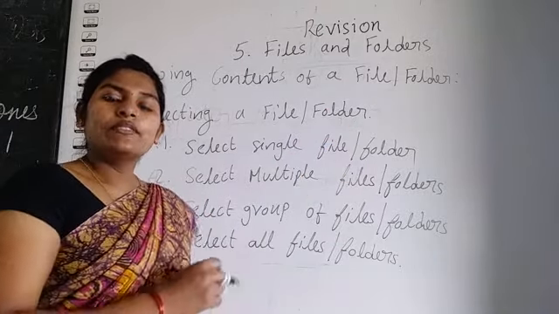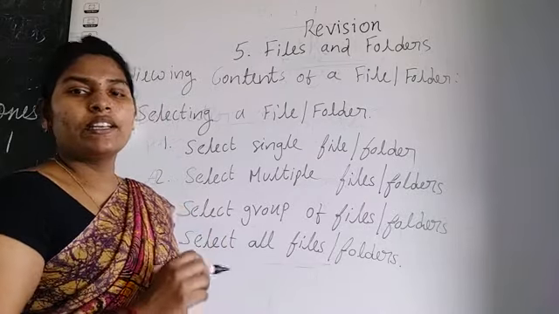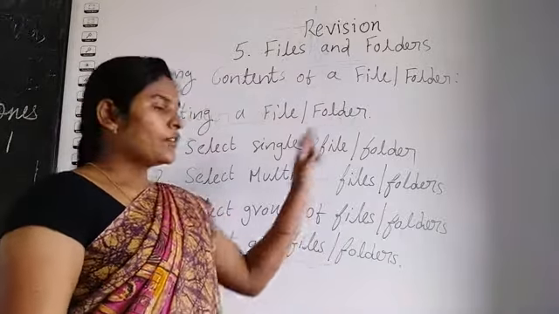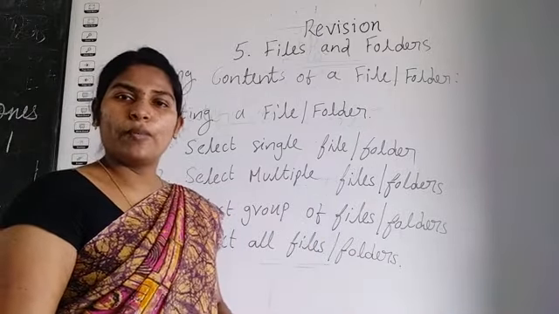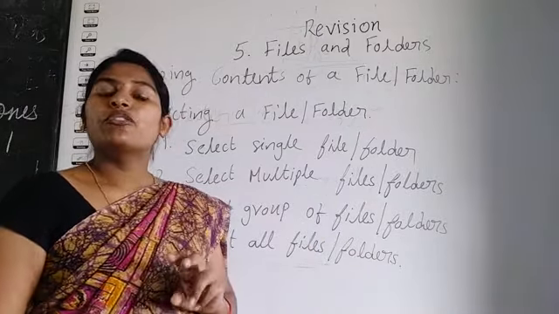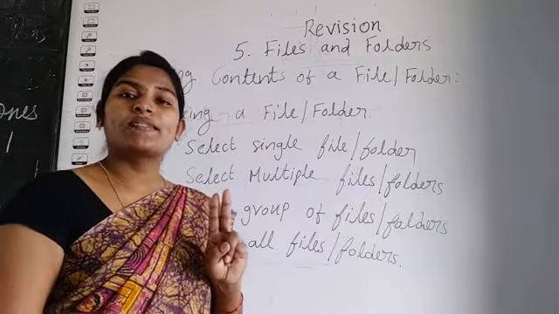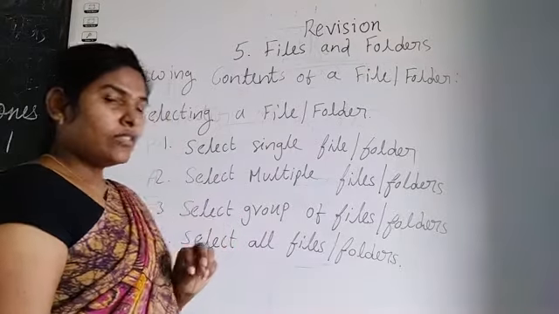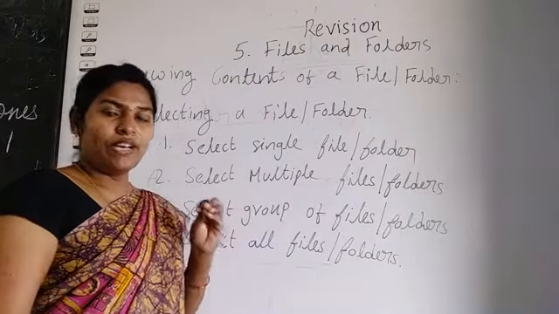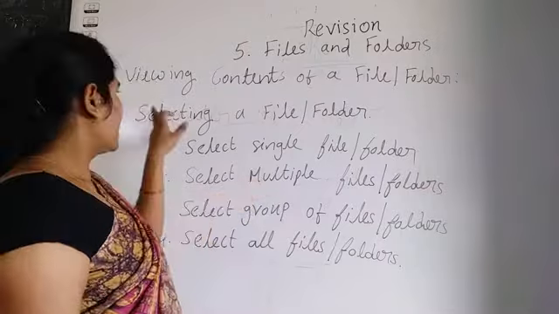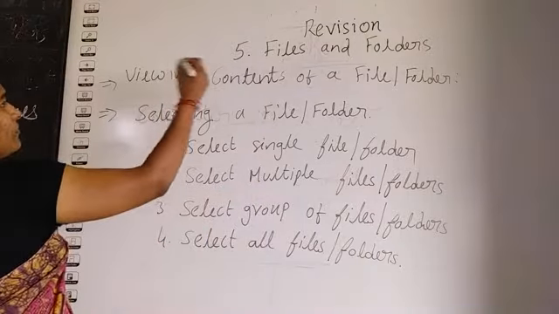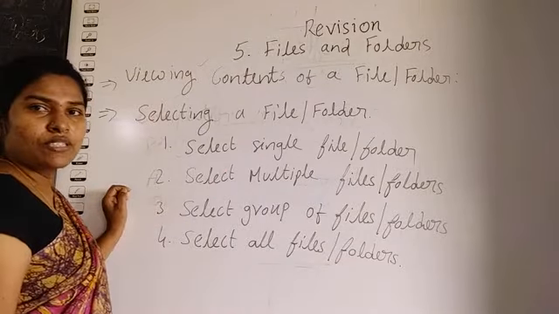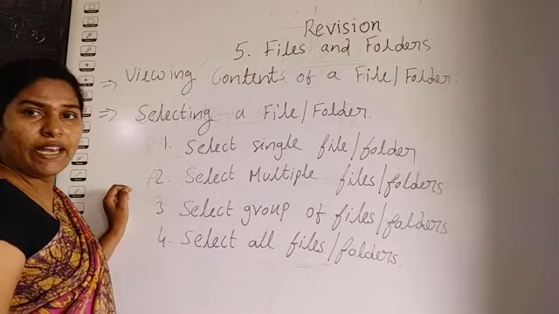It opens in the content pane like a folder. After that, just give a double click on that particular file or folder and it will open. What do we have to give? Double click: 2 clicks with the left mouse button. The file or folder will open. That is the first topic, how to see the content of a particular file or folder.